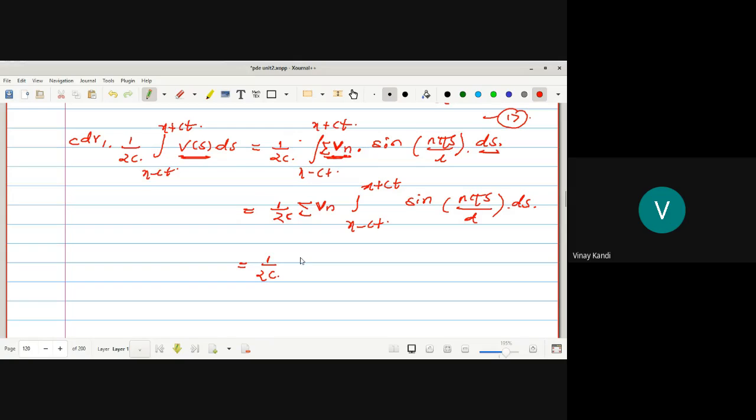Summation v_n, integration of sine gives minus cos of n pi s divided by L, divided by the coefficient of s, that is n pi upon L. So L goes up and n pi comes down, from limits x minus ct to x plus ct. Okay, any doubt? Is there any mistake in the calculation?